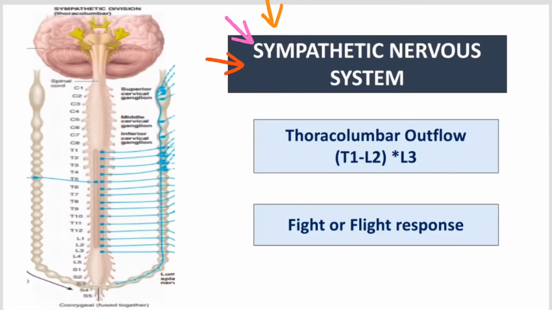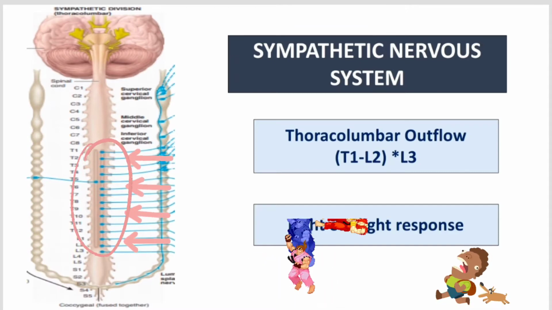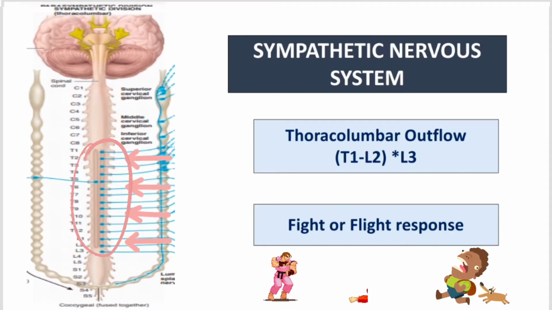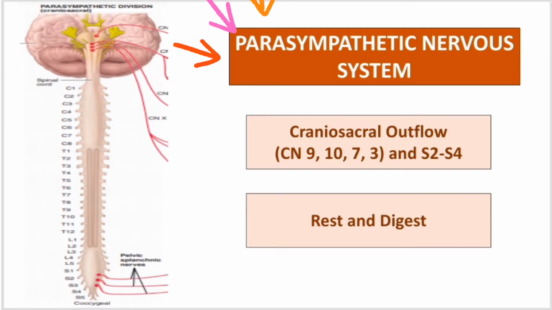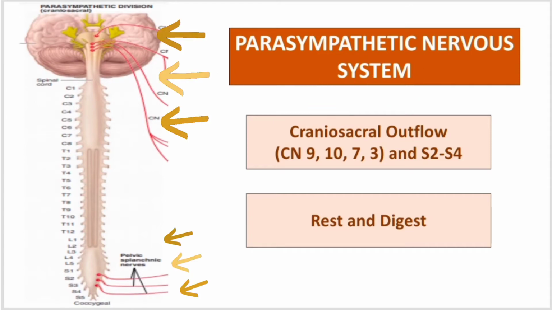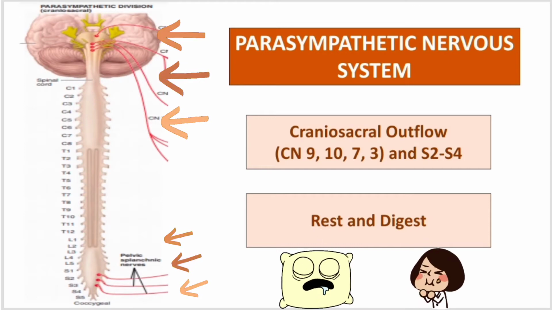First, you have your sympathetic nervous system. It's known to have your thoracolumbar outflow from T1 to L3, and that's because the origins come from T1 to L3, which was responsible for the fight or flight response. As for the parasympathetic nervous system, it's known to have your craniosacral outflow containing the nucleus from cranial nerves 9, 10, 7, and 3, as well as those of S2 to S4. It's responsible for the rest and digest function of our body.